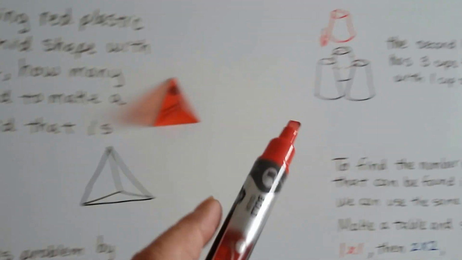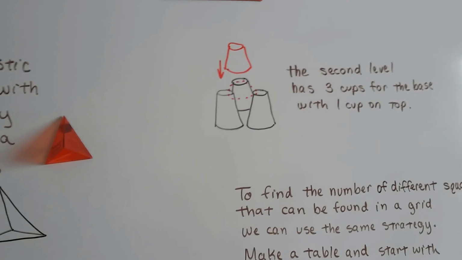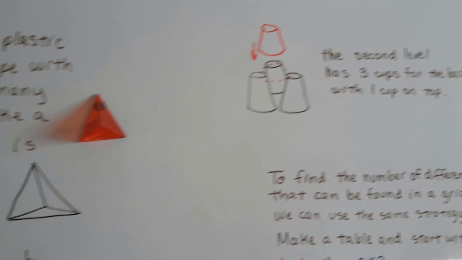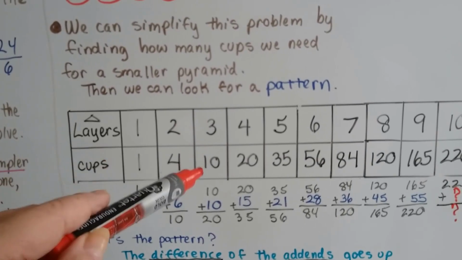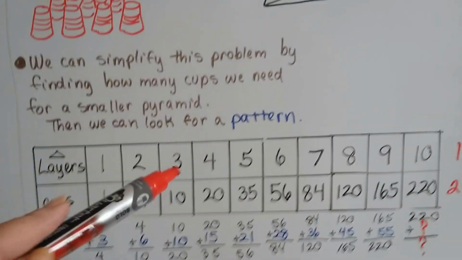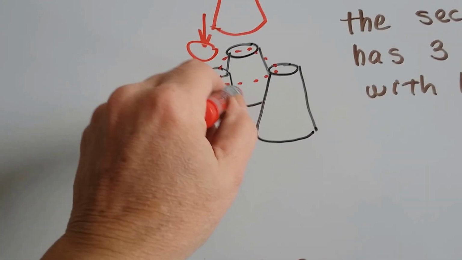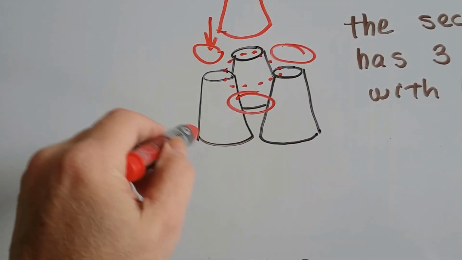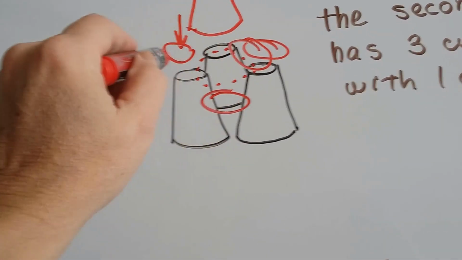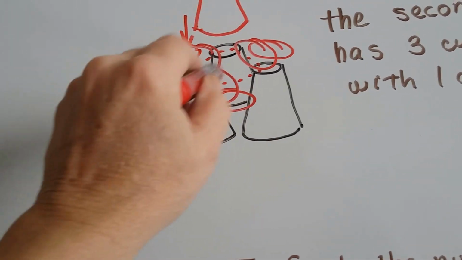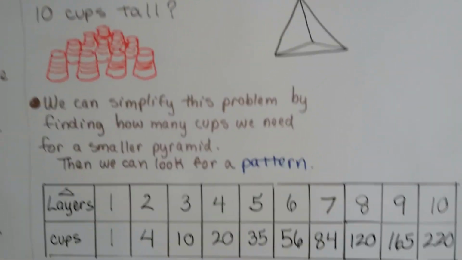But for our second layer, if we put 3 cups at the base and then 1 on top, then we'd have 4 cups total, wouldn't we? And that would be 2 layers. So 2 layers would be 4 cups. Then in order to do 3 layers, we'd have 10 cups, because now we can put another one here, right? And another cup here and another cup here, right? And then we can stack another one like this and another one like this, and we would just slowly keep stacking them so that the edges were touching each other, and then we would slowly bring it up.